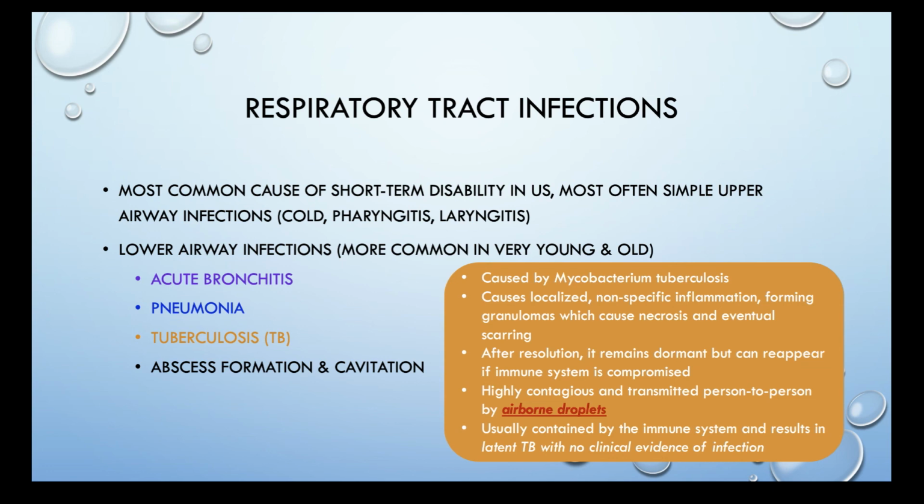It is super highly contagious, and it's transmitted from person to person by airborne droplets. And this is why you need your N95 masks that are in very short supply right now when you go into a room with a patient that has TB. It's usually contained by the immune system when you get an infection. So you'll have people with latent TB. They have no clinical signs. They never had a cough, nothing like that, but they will respond positively to a TB test.